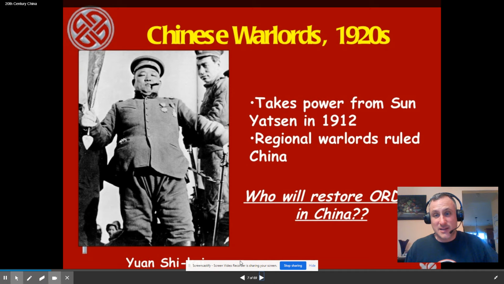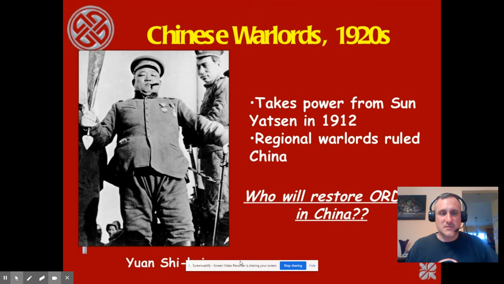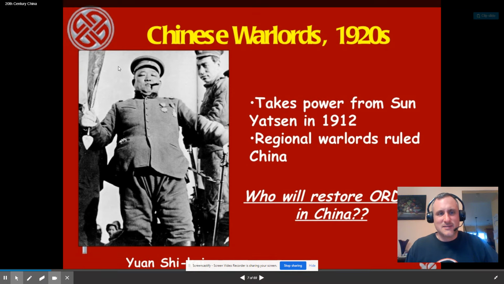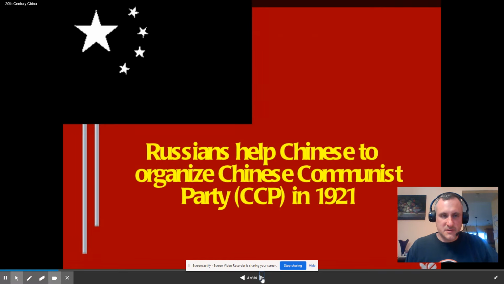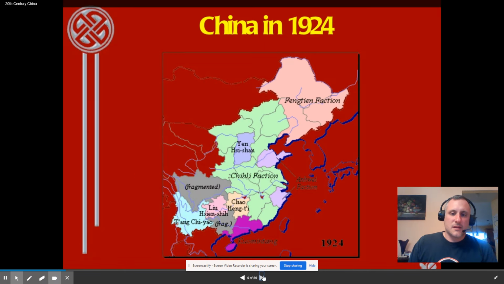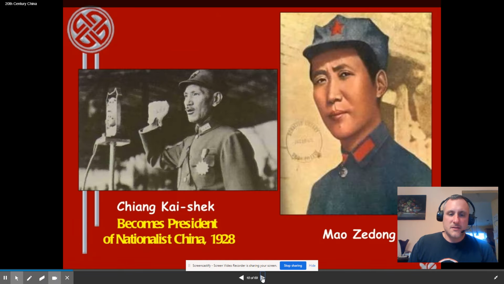He dies, unfortunately, at a young age, kind of, sort of, and then there's warlords that take over. This fella here is Yuan Shikai is his name, and he's not too successful. So then the 2 leaders of the 2 parties emerge. Chinese communists are helped by the Russian communists. They're like, I'll help you to do the communism. And then 2 leaders emerge.